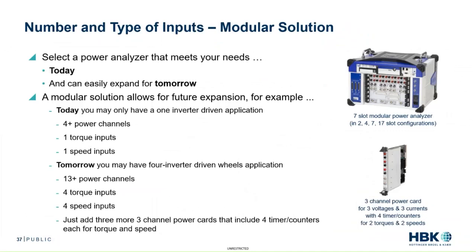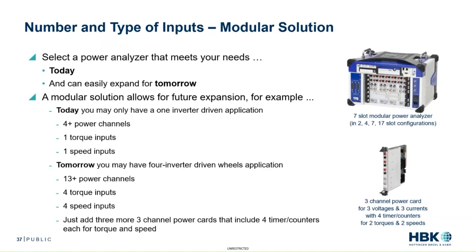So, for example, a modular approach means that your power analyzer can be easily expanded with more acquisition modules, offering more power channels and timer counter channels for torque and speed measurements. For example, you might start out with an inverter-driven application requiring at least 4 power channels: 3 for the output of the inverter, 1 for the input to the inverter from the battery or the DC signal. Plus maybe you need 1 torque and 1 speed sensor. So let's say you start out with a 7-slot mainframe, and you would need 2 3-channel power cards, and you'd also include timer counter inputs for torque and speed.